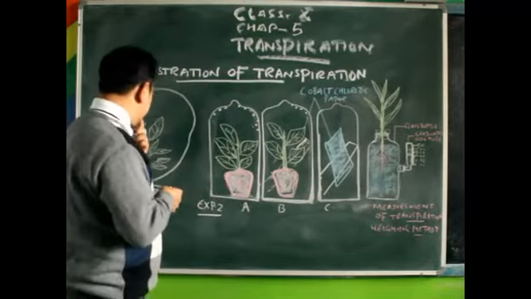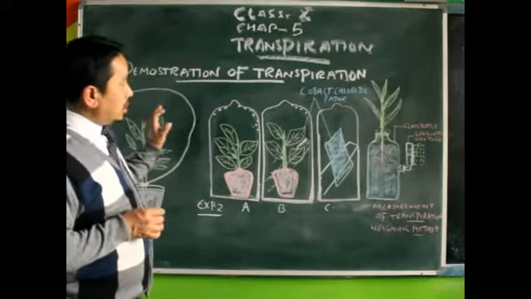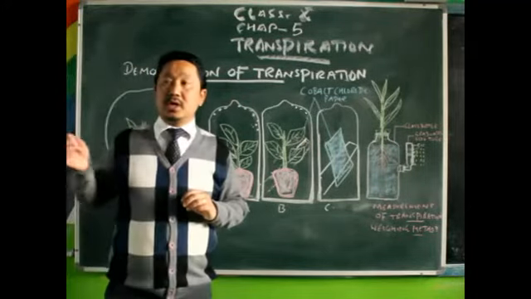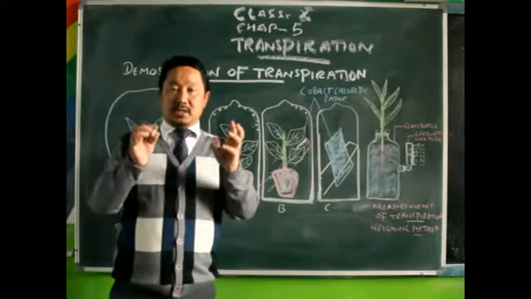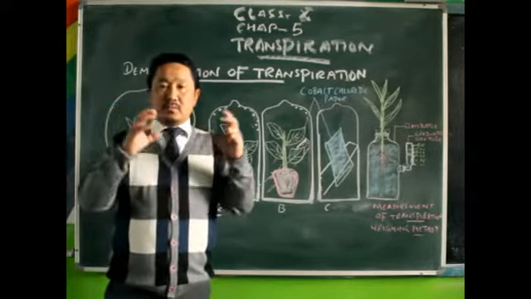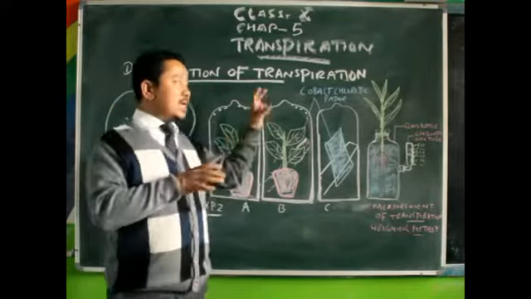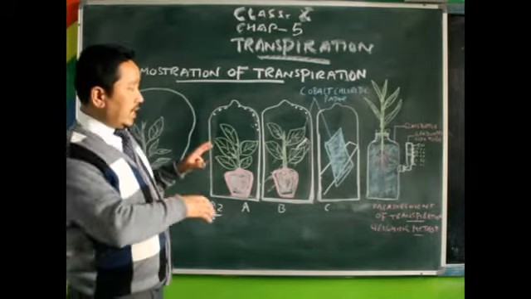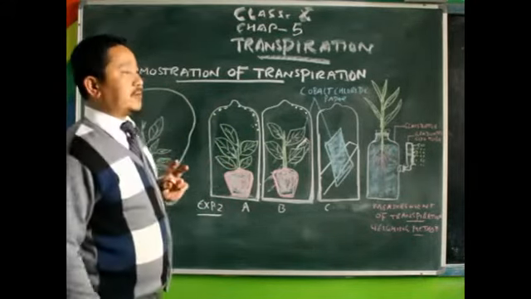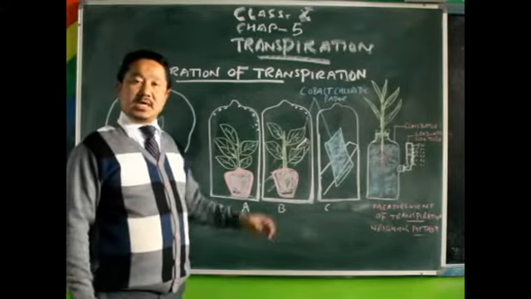So first we have experiment number 1. I have just drawn all of this here. I wanted to use the projector also, but once I use the projector, the picture looks so dark that it doesn't come out clear. That's why I used the chalkboard, where I have already drawn the different diagrams needed for the demonstration of the experiment for transpiration.